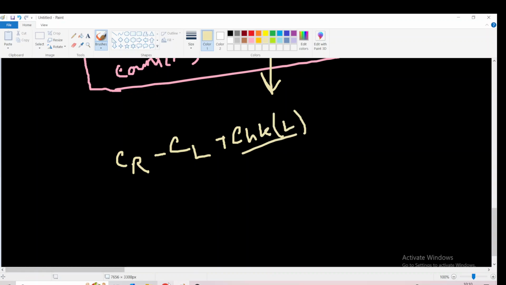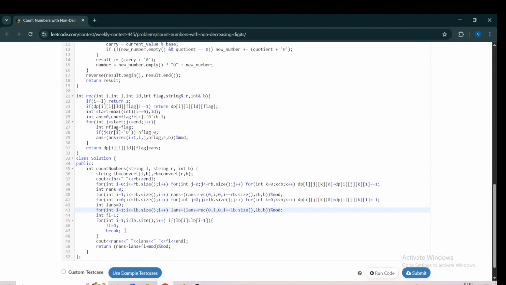Okay, so count of r and count of L I have already explained. Now initially the flag will be 1, that means our L is a good number. Now if the current digit of left is less than the previous digit of left, then this is not a good number, right? So that's why we are marking the flag as 0 and we are breaking. Okay, I hope you get it.